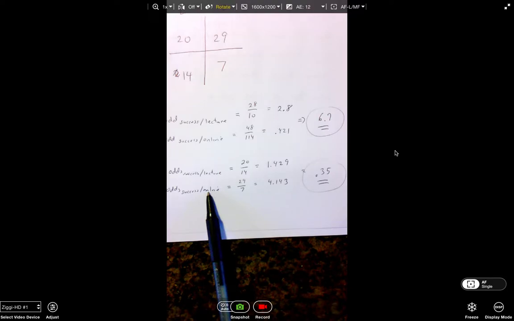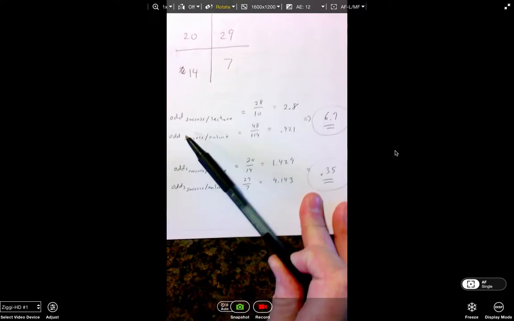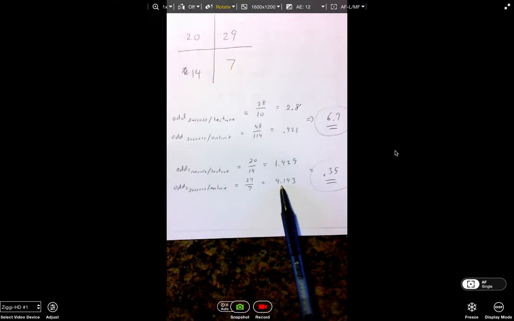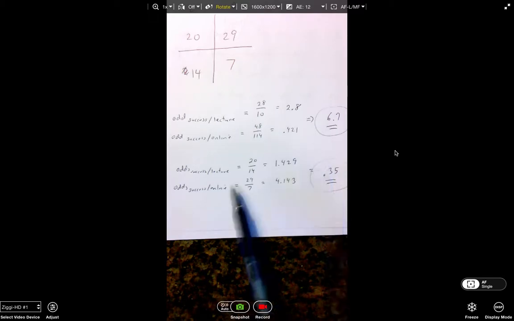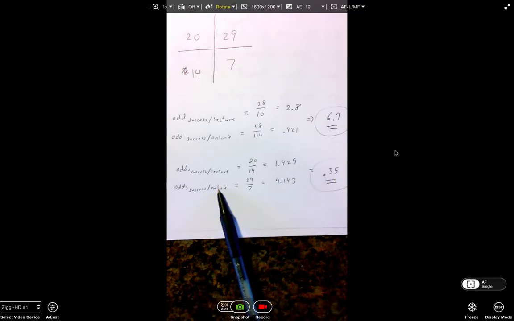okay, this is why the chi-square statistic was 0.046 for Professor B. It's becoming more and more clear as we examine this closer. When you take 4.143 divided by 1.429, you get essentially 2.9. So the odds of success for a student taking an online course from Professor B is 2.9 times higher than the odds of success for a student taking a lecture.